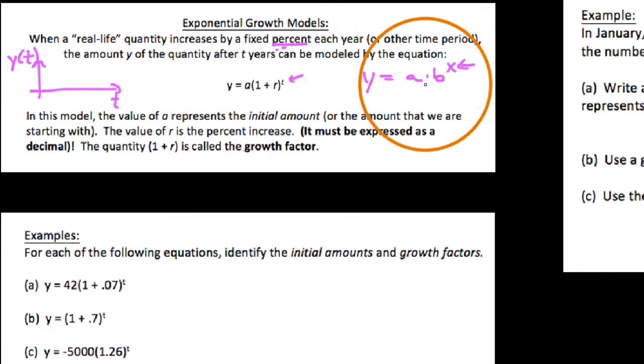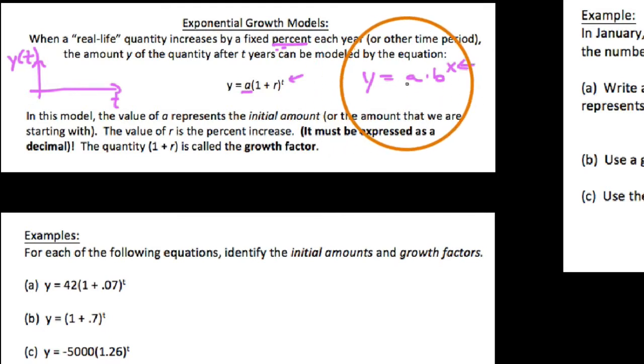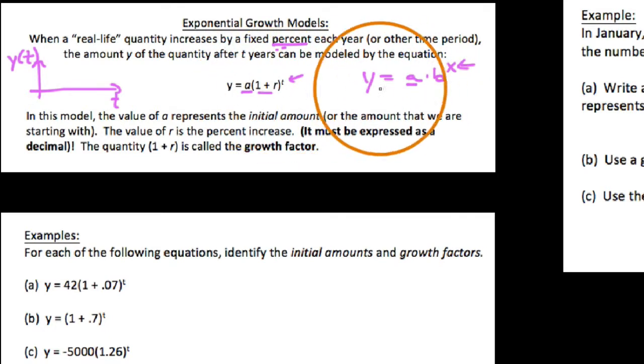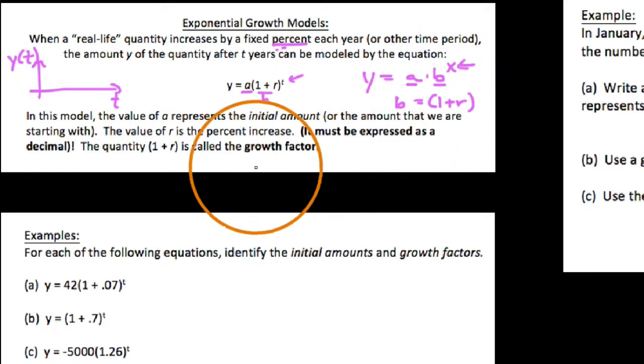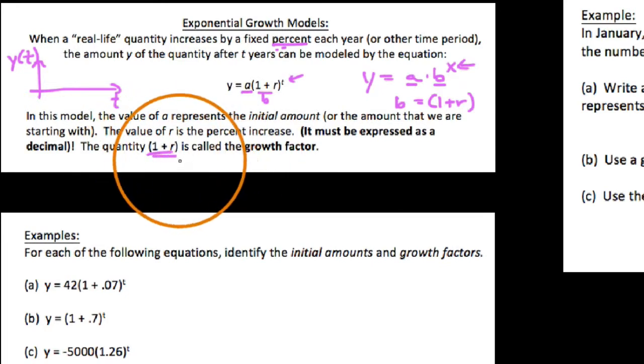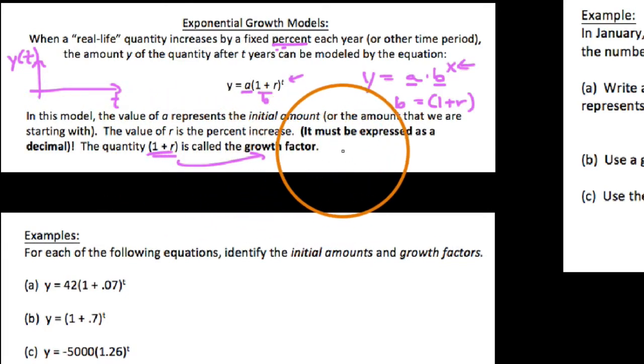And then here everything is pretty much the same. We have an a value still out front, and then we have some b value here. It's just that our b this time, our base, is equal to this 1 plus r quantity here. And one thing I want to tell you about this 1 plus r is it has a name. We refer to it as the growth factor.